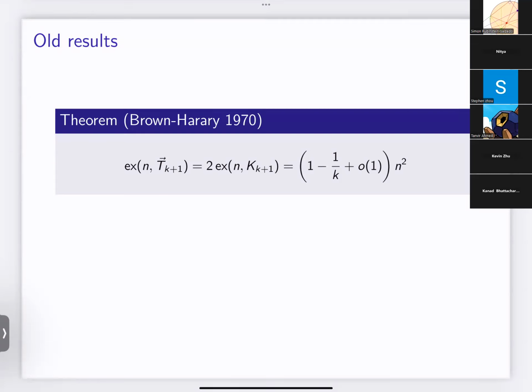And it turns out to be the best that you can do, and it doesn't even matter how your tournament is oriented. So somehow this says that the orientation doesn't matter at all.